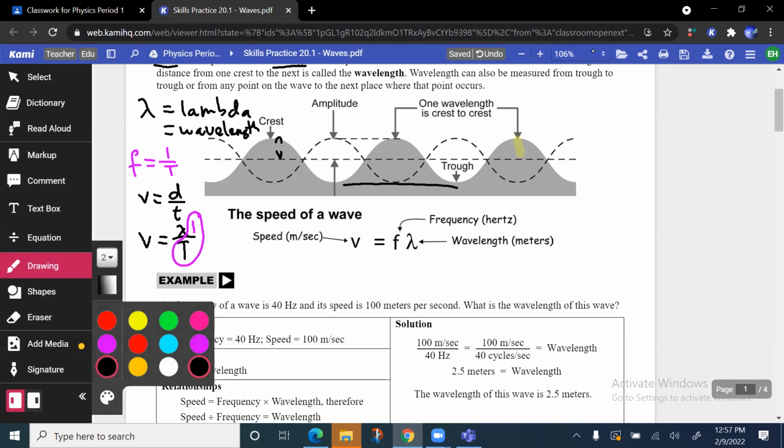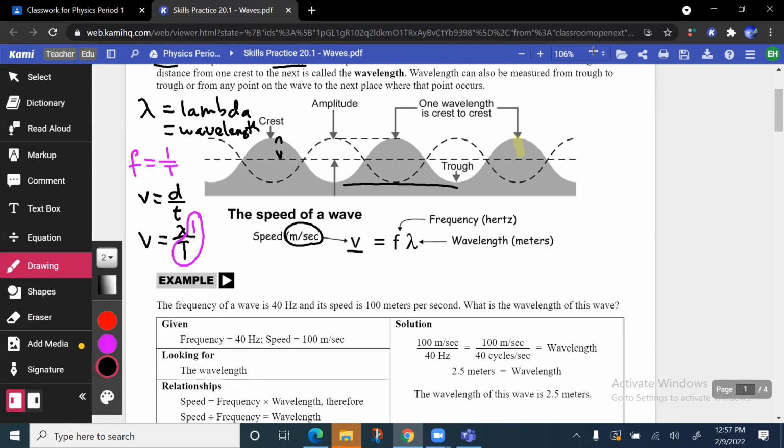Now recall, anytime you see meters per second, we're given the speed. Anytime we're given hertz, that is the unit of frequency. And anytime we're given meters or centimeters, possibly, that is the unit of wavelength.